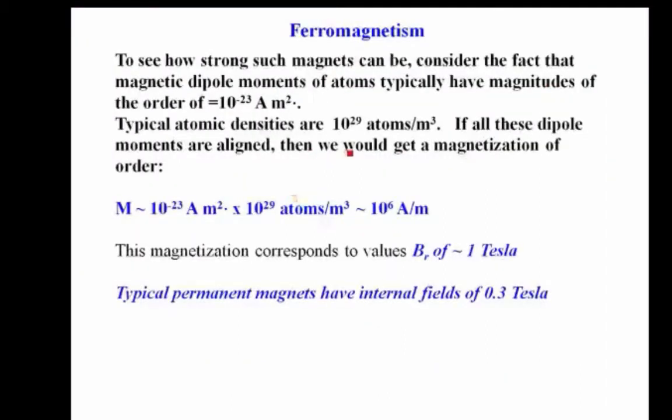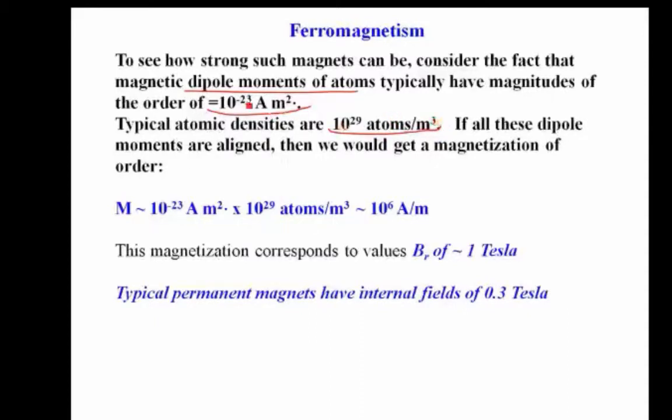Let's look at some magnitudes. If you want to see what size they are in terms of the value of M, if you look at the dipole moment per atom, it usually has a magnitude on the order of 10 to the minus 23. And remember, the units of dipoles is amps meter squared. Take the atomic density of, say, a metal. It's about 10 to the 29th atoms per meter cubed.